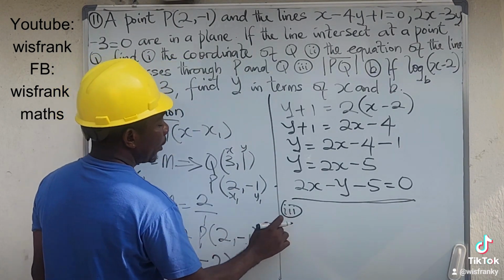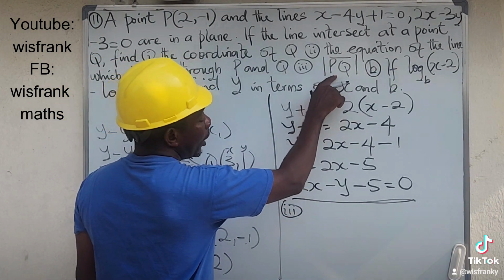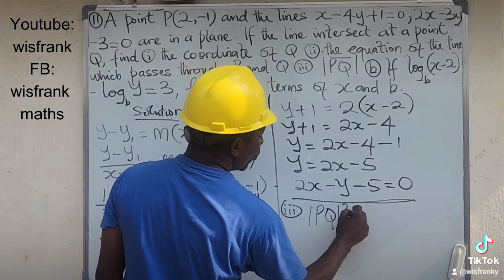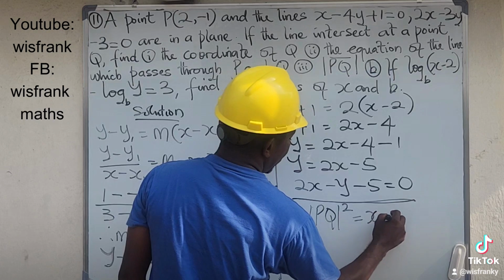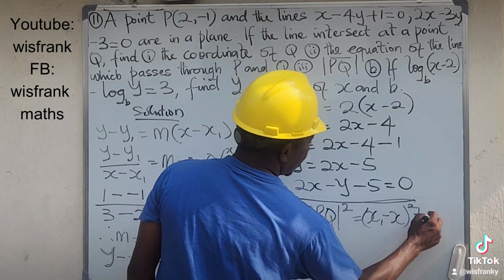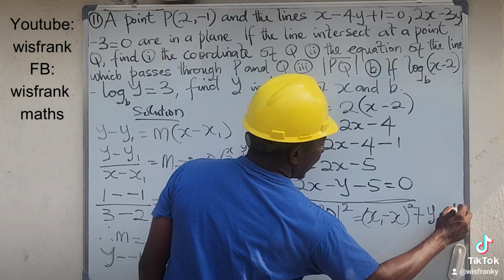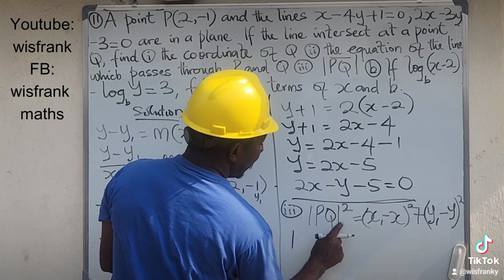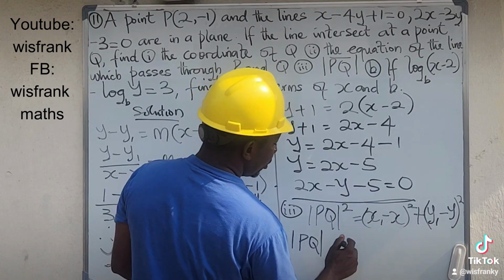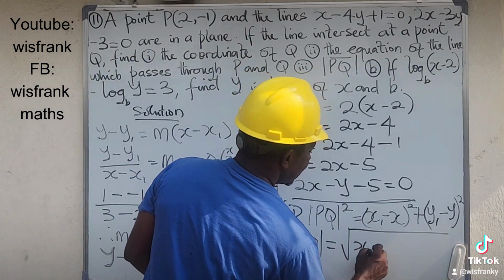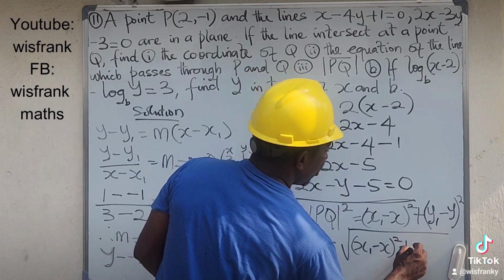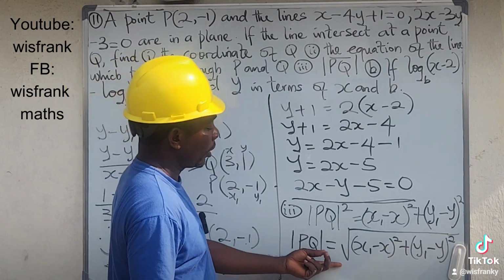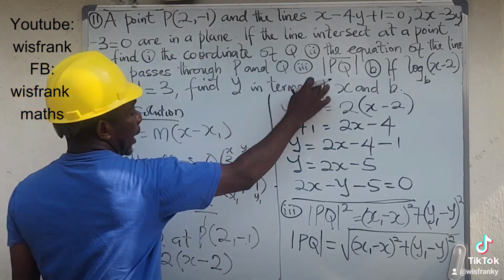So for III, we are asked to find the line PQ. So for line PQ, we are going to use this equation. Line PQ squared equals x1 minus x all squared plus y1 minus y all squared. For us to find line PQ, we have to find the square root of both sides, which will become the square root of x1 minus x all squared plus y1 minus y all squared. So this is the equation that we are going to use to find line PQ.